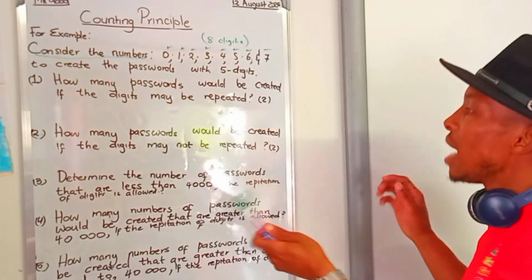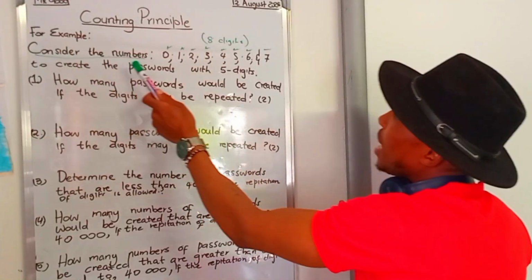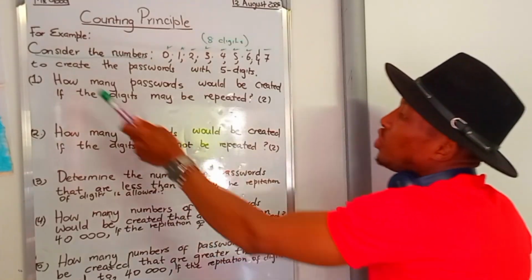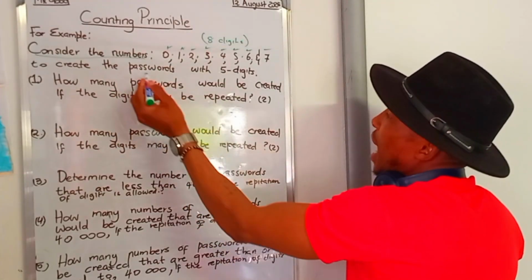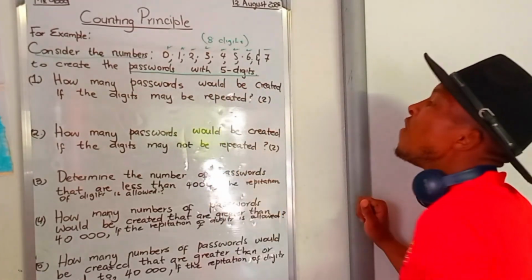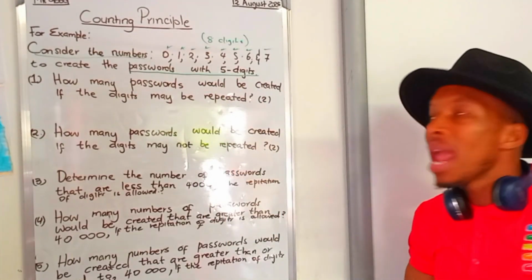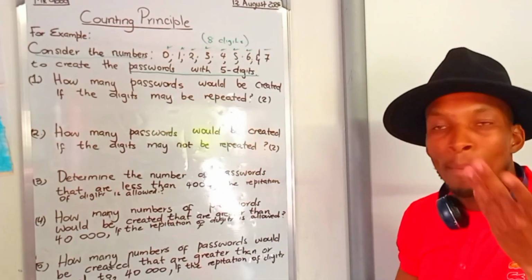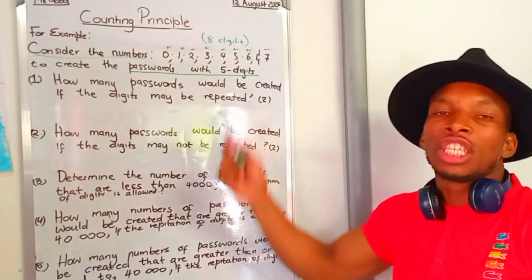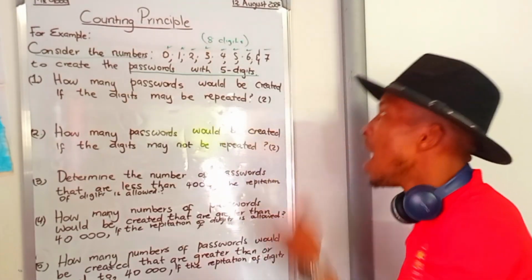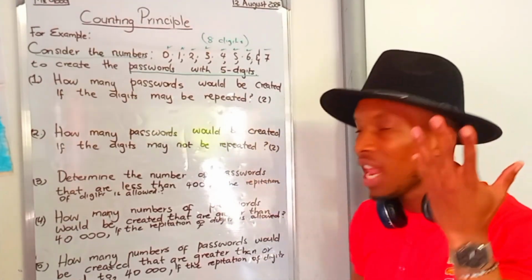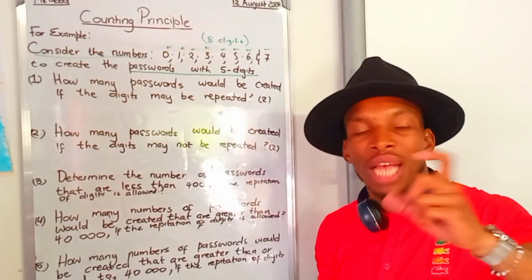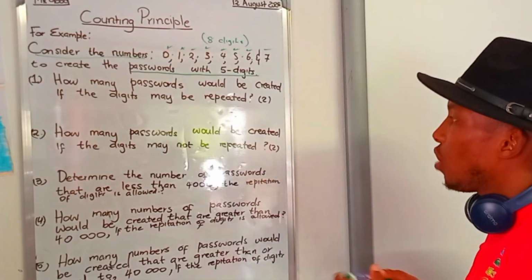All right. Let's go. Number 1, they are saying consider the numbers 0, 1, 2, 3, 4, 5, 6, and 7, then create a password with 5 digits. To create what? A password. That means all these questions are based on creating a password. That password has how many digits? 5 digits. Remember, these 5 digits represent what? The events. We show the events by drawing the horizontal line.